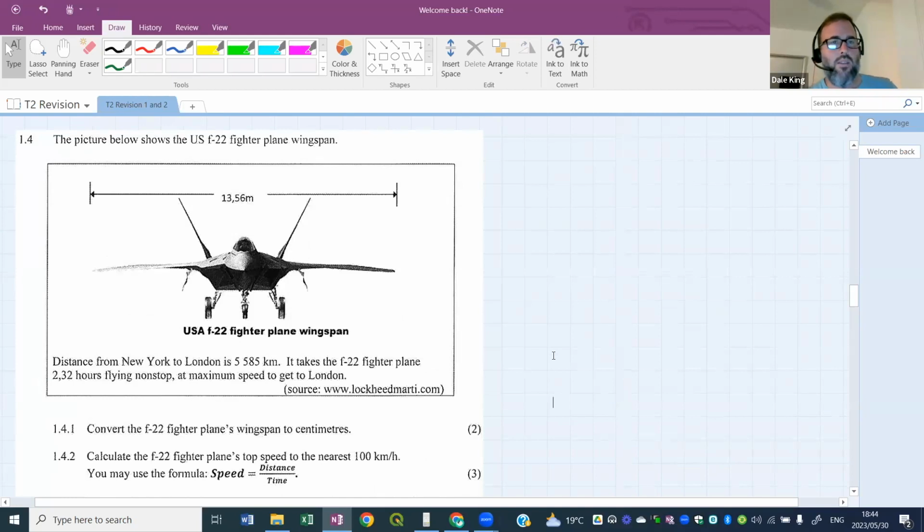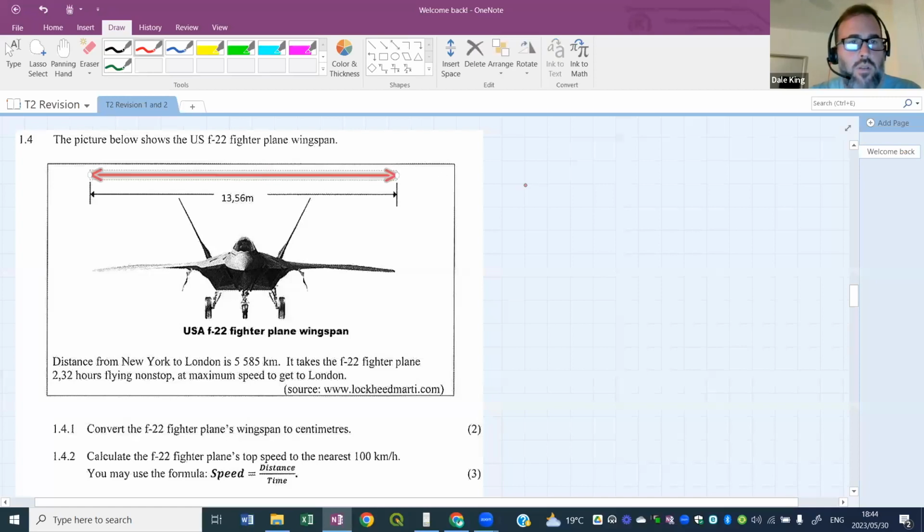All right, it says, the picture below shows the US F-22 fighter plane wingspan. So there's the jet, and they're showing you the wingspan from wingtip to wingtip there at the top, and they're saying it's 13,56 meters. And then there's some information over here. It says distance from New York to London is 5,585 meters. It takes this plane 2,32 hours flying non-stop at maximum speed to get to London. Sure. From New York to London, 2 hours, 2.5 hours. That's incredible. All right. Let's see what the questions say.